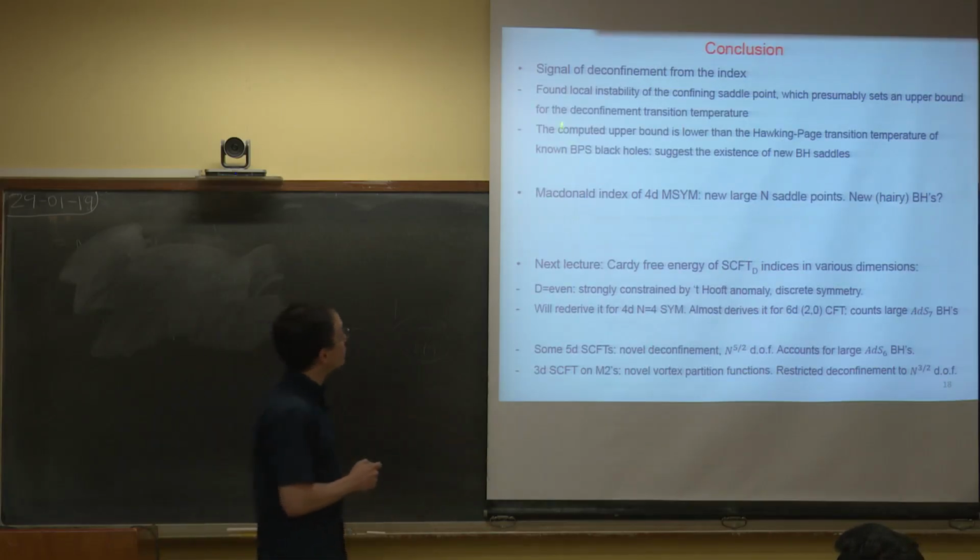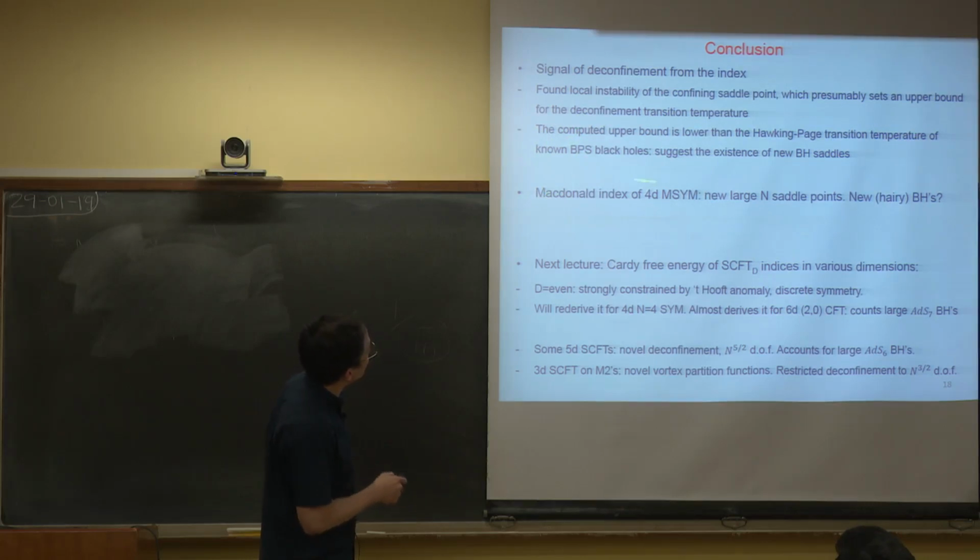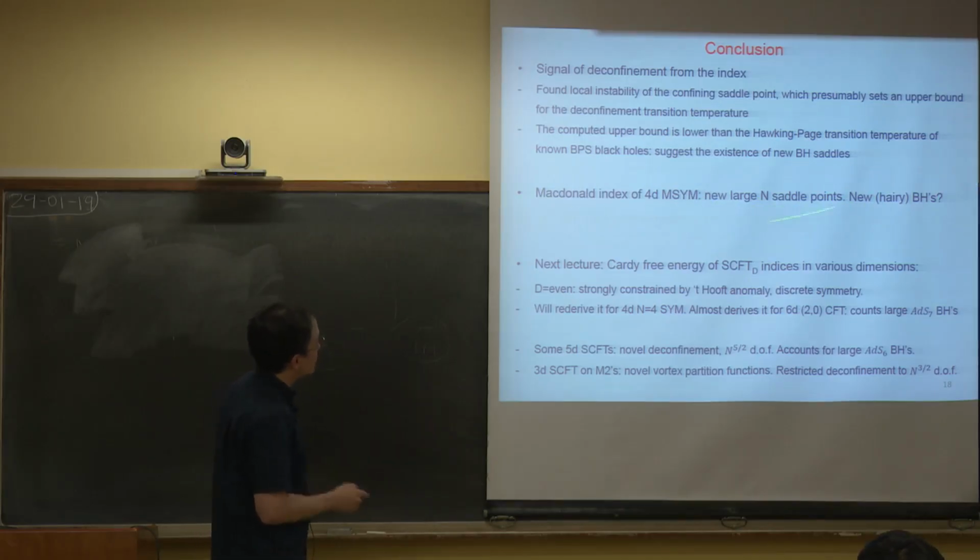So anyway, I tried to explain the local instability of the confining saddle point, which presumably sets an upper bound for the deconfinement transition temperature. And I also explained another piece of evidence that a new black hole-like saddle point should exist, by finding the McDonald index in the large N limit and finding large N saddle points similar to black hole saddle points where known black holes are expected not to exist. Okay? This is the content of my talk.